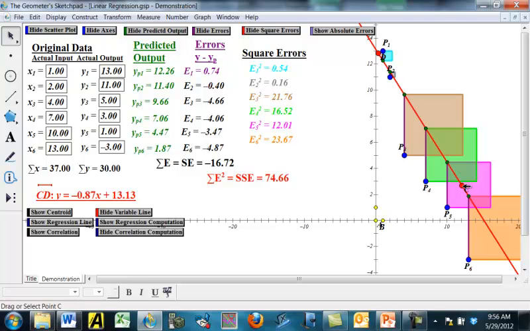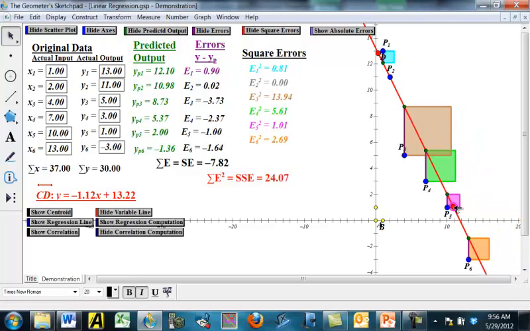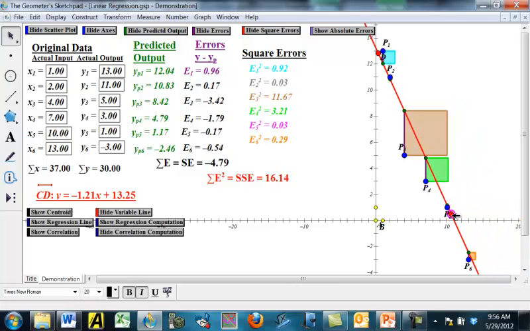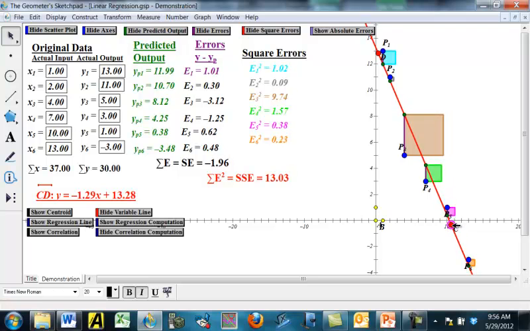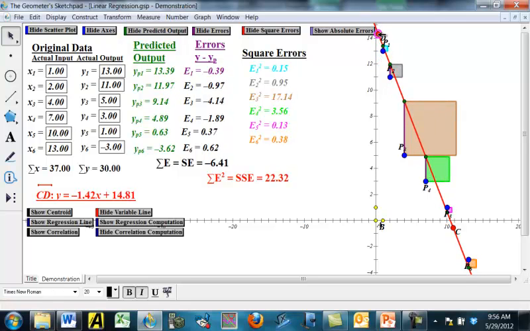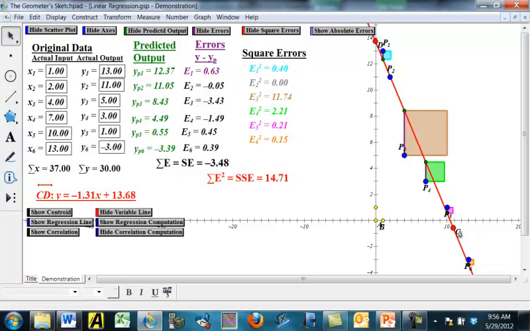We can move these 2 points. Let's see, maybe move this one down. Oh, now it's getting better. Better, okay. 13, 12, something. Oops, worse. Maybe I could move this one up a little bit. What's the best thing I can come up with?